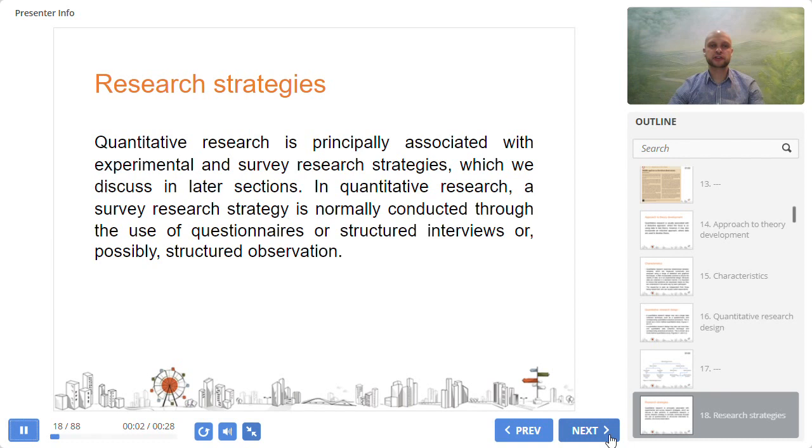The next is research strategies. Quantitative research is principally associated with experimental and survey research strategies, which we discuss in later sections. In quantitative research, a survey research strategy is normally conducted through the use of questionnaires or structured interviews or possibly structured observations.